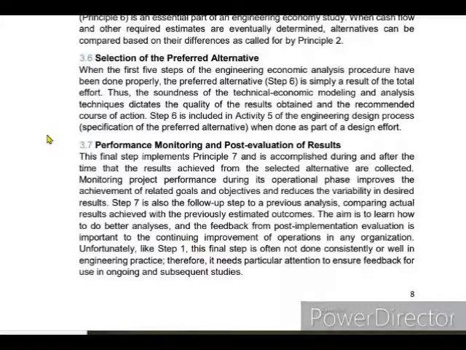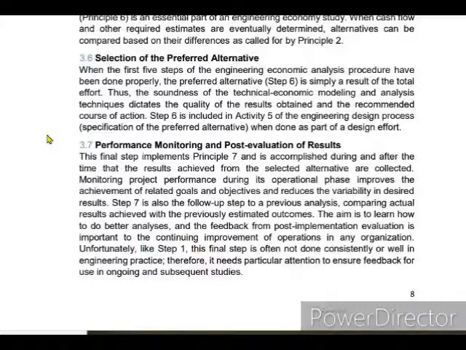Monitoring project performance during this operational phase improves the achievements of related goals and objectives. So a checklist will do. We can use a checklist in monitoring these goals and objectives, and it reduces the variability in desired results, because when we are not monitoring the result, deviating from the objectives and goals set up by planning will eventually occur. Step 7 is also the follow-up step to a previous analysis, comparing actual results achieved with the previously estimated outcomes.